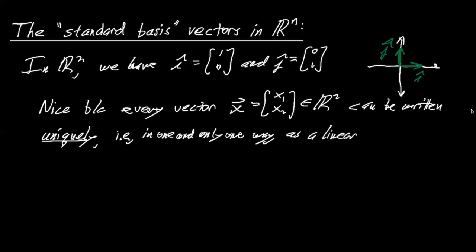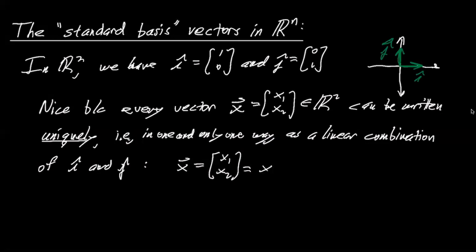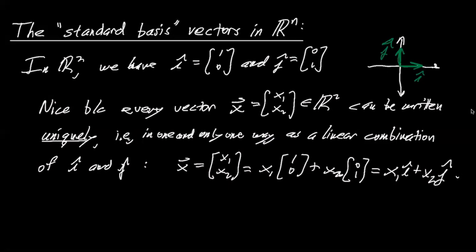So every vector can be written in terms of i hat and j hat. This is obvious. It's just worth saying. A lot of things we say in math, we say obvious things to make them very explicit. If you write x, we can break that down as x1 times (1, 0) plus x2 times (0, 1). And that's x1 i hat plus x2 j hat. And that's the only way to write any vector in terms of i hat and j hat.